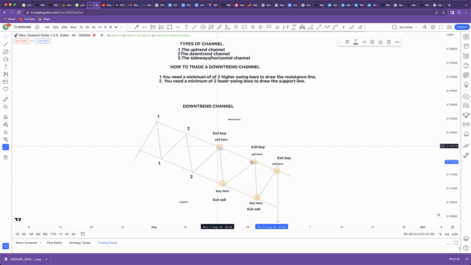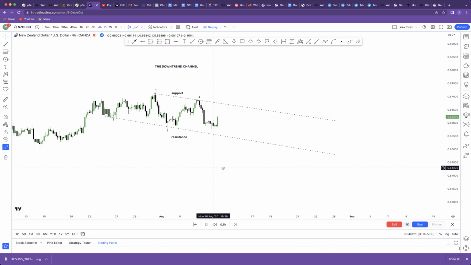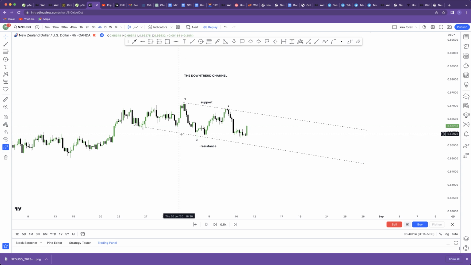Now let's move to the real chart and have a feel of how the downtrend channel looks on the real chart. So as you can see, this is the downtrend channel on the real chart. We have the support here. Sorry, I made a mistake. The support is supposed to be here, and the resistance is supposed to be here. You can see that we have the first touch, the second touch on the resistance, and on the support we also have the first touch and the second touch to validate our channel.